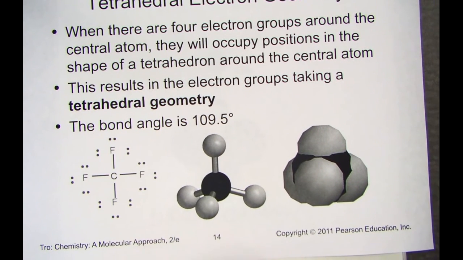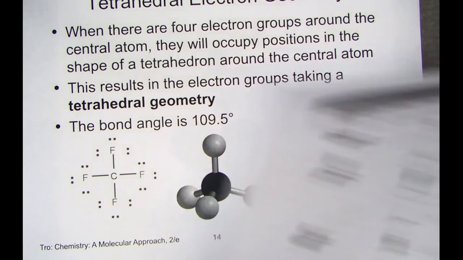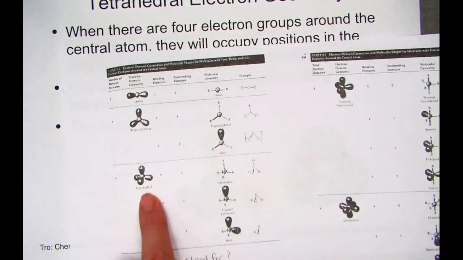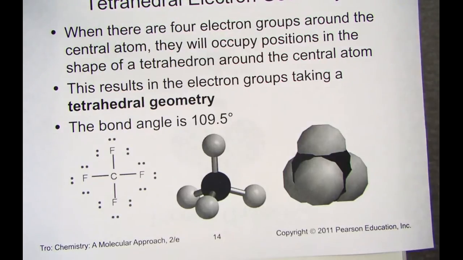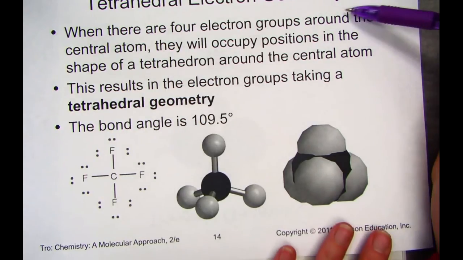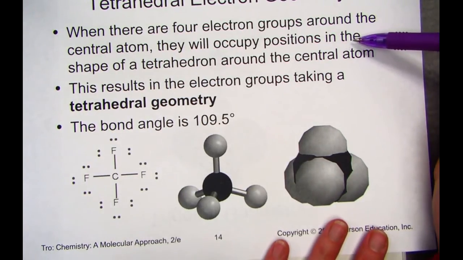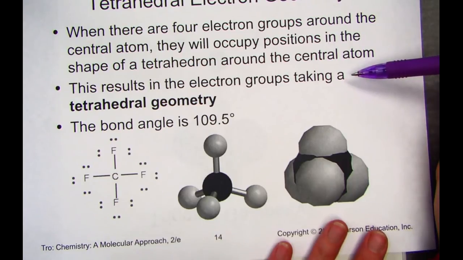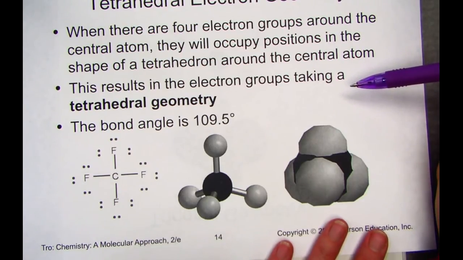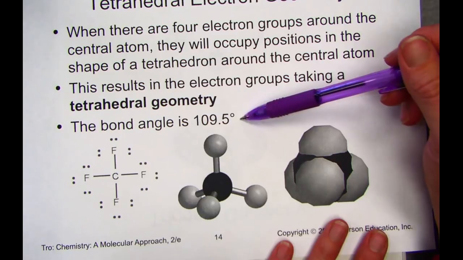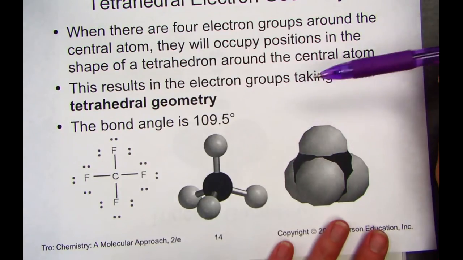The next category would have four electron domains. Four is known as the tetrahedral. When there are four electron groups around the central atom, they will occupy positions in the shape of a tetrahedron around the central atom. The bond angle becomes 109.5 degrees.